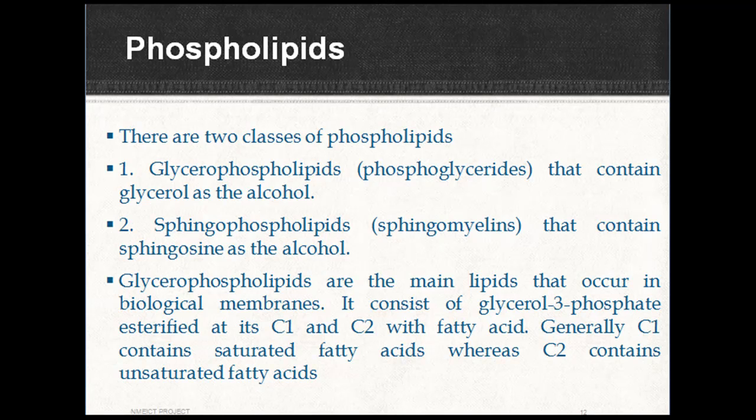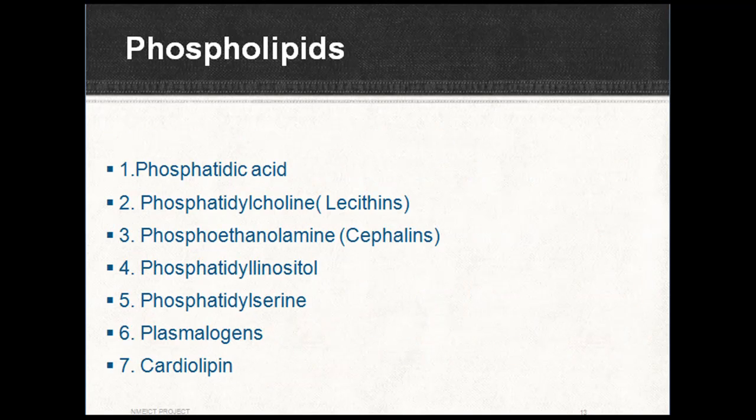It consists of glycerol 3-phosphate esterified at its carbon 1 and carbon 2 with fatty acids. Generally, carbon 1 contains saturated fatty acids, whereas carbon 2 contains unsaturated fatty acids. There are different types of glycerophospholipids. For example, the most common one, phosphatidic acid.